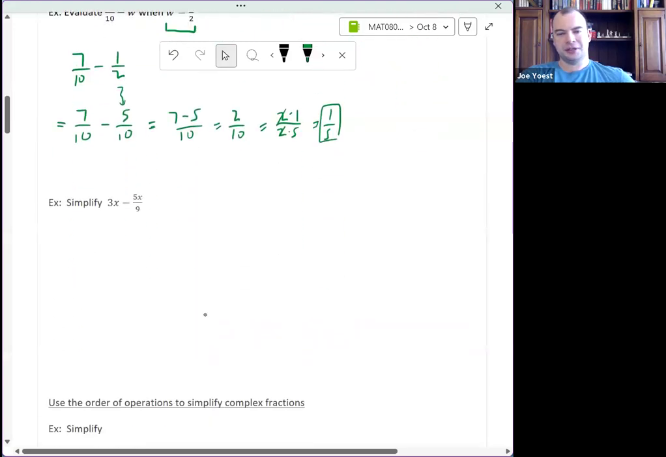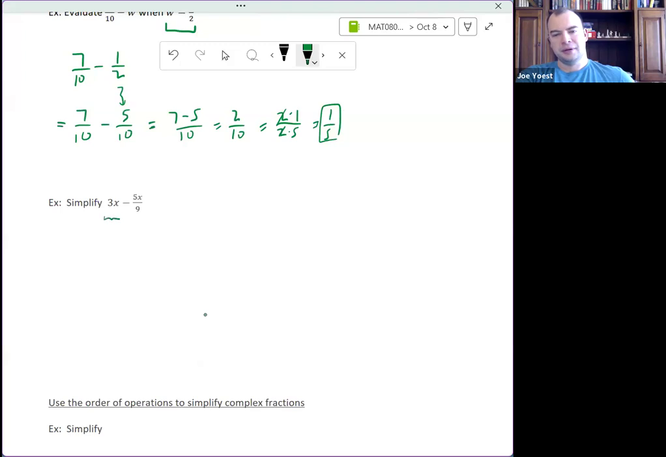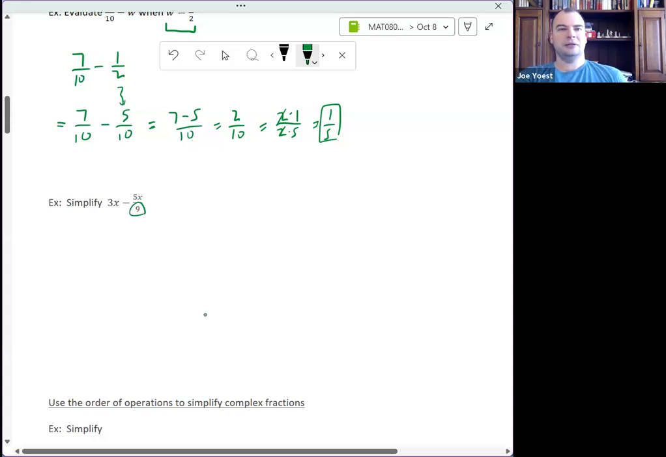Then last problem in this section. What if I have a fraction expression with variables in it, with say x's in it? I have 3x minus 5x over 9. When I say enough, not much changes. I see my lowest common denominator is obviously going to be 9. It's the only denominator around.